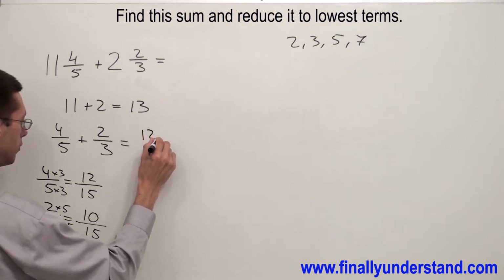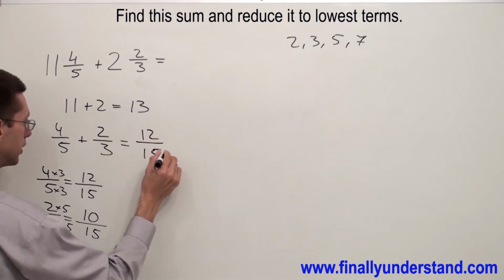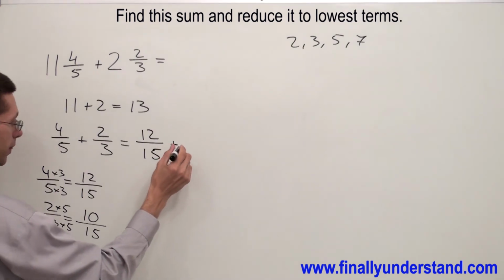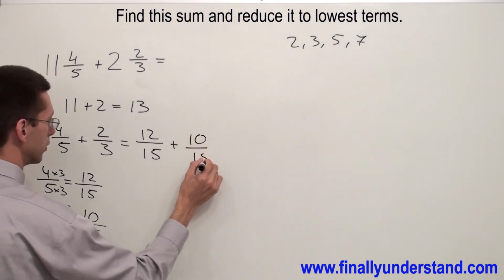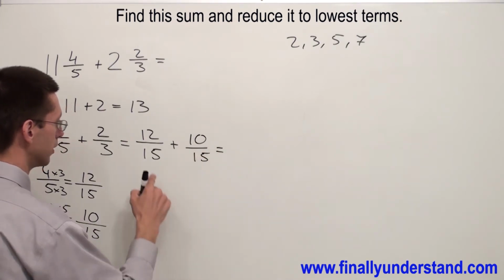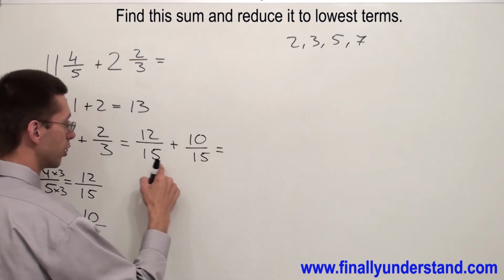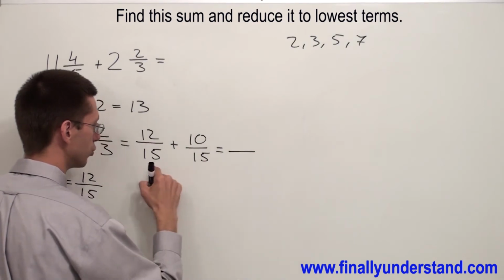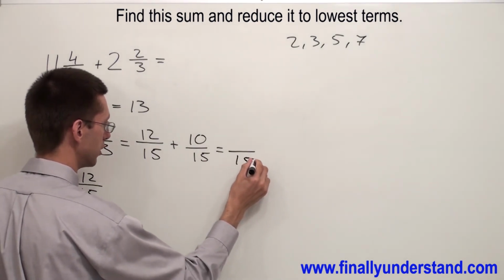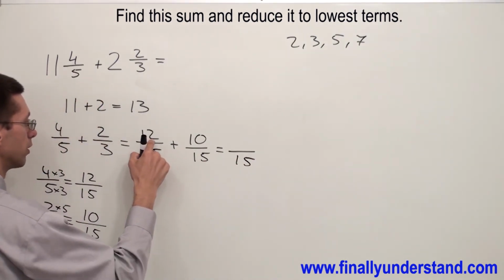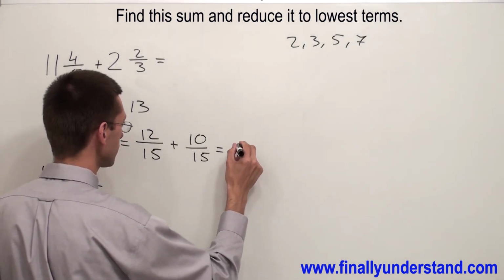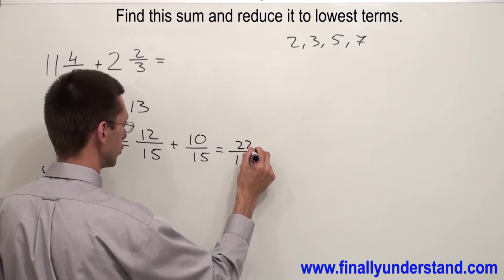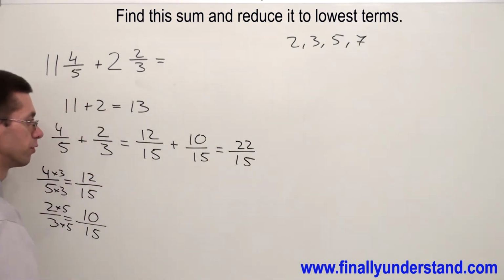I have 12 over 15 plus 10 over 15. Okay, I have common denominator, so I can add these two fractions and I'm going to have 15. And 12 plus 10 is equal 22. Now, 22 over 15, this is the example of the improper fraction.